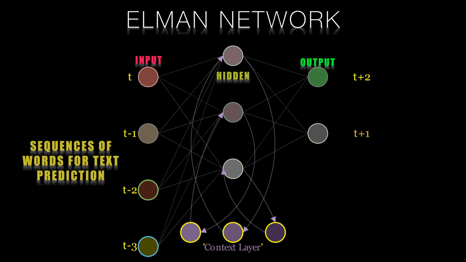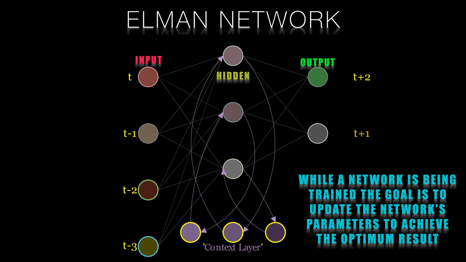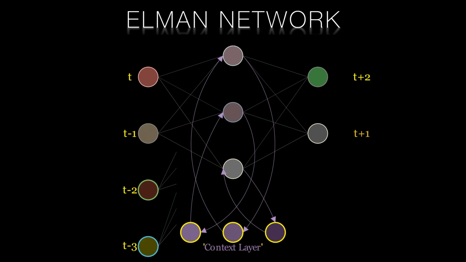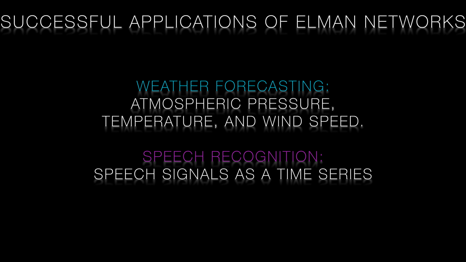While the Elman network is being trained, the context layer's weights are updated along with the other weights in the network using backpropagation. The goal of training is to learn the optimal values of the weights in the network, including the context layer's weights, that minimize the error between the network's predicted output and the actual output. It's learning how to adapt its memory. As well as time series applications in finance, Elman networks have been successfully deployed in weather forecasting systems, taking in time series of atmospheric pressure, temperature, and wind speed.